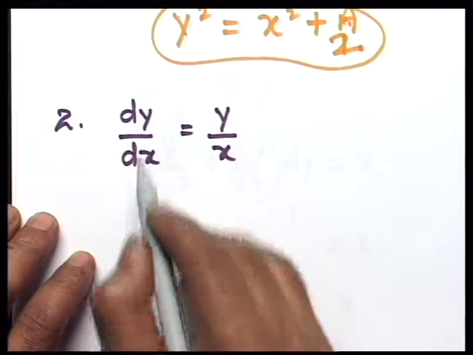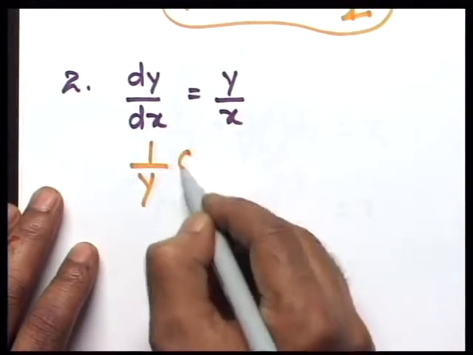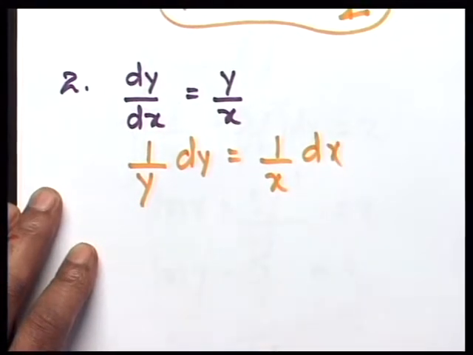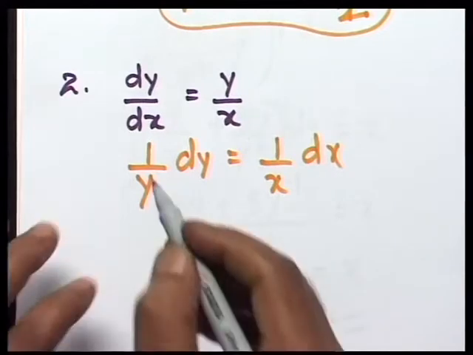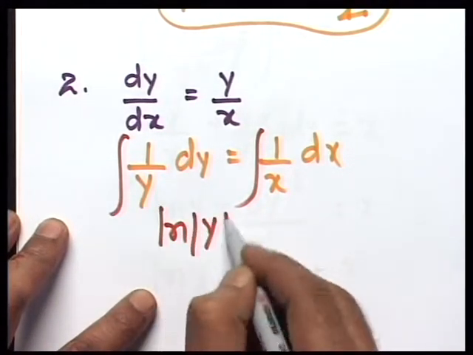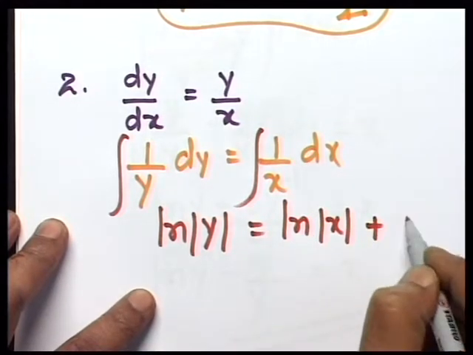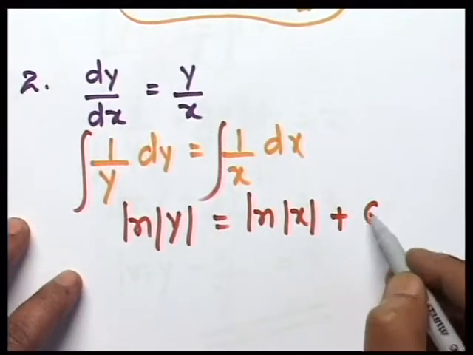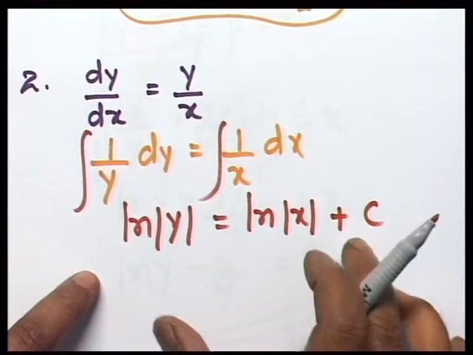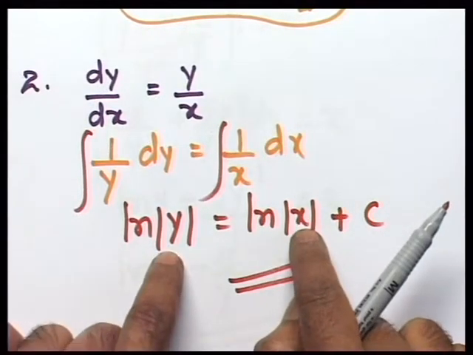Transfer the y to the left hand side. So that's going to be 1 over y dy equals to 1 over x dx. Right? Then integrate on both sides. We know this is natural log y, modulus, please, equals to ln x modulus and plus c. You can write c also as ln c, nothing wrong. But for the time being, we leave it like this, okay? So that's the general solution.